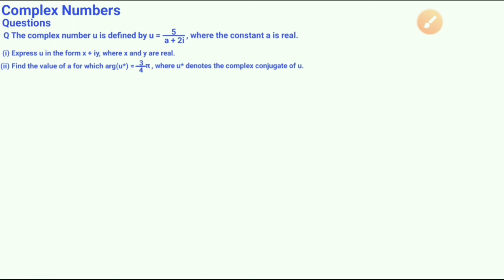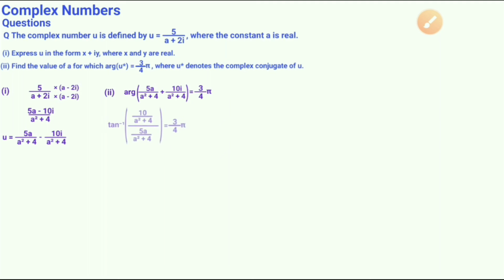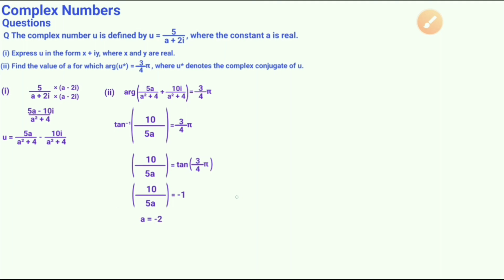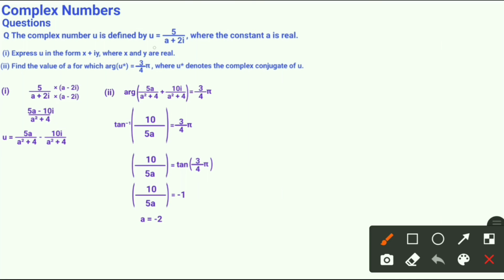Another one, the complex number u is defined by this, where the constant a is real. Express u in the form x plus iy, where x and y are real. Find the value of a for which we're going to simplify this. So we simplify it and we get this equation where a is a real constant. Express u in the form this, we have found it. Then part 2, find the value of a for which arg of this conjugate is equal to 3 upon 4 pi.